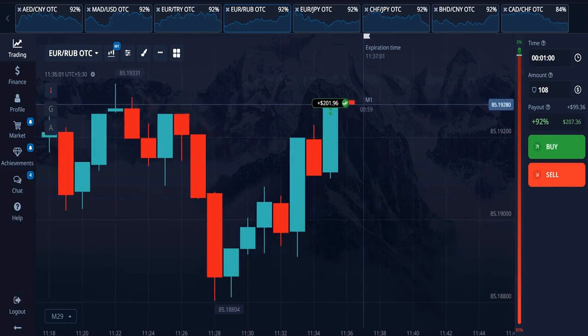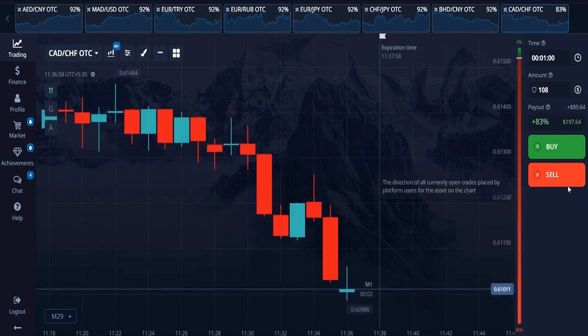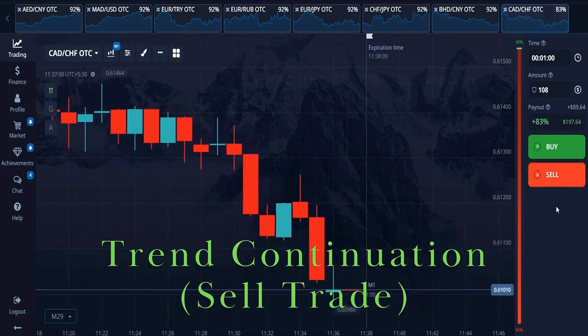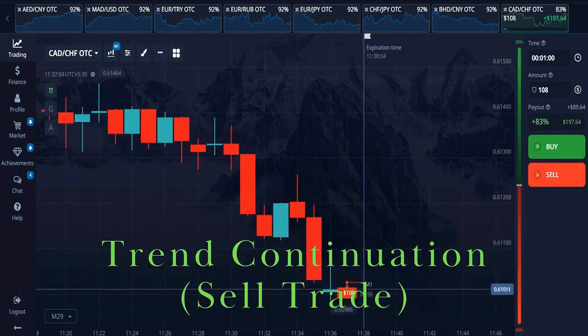We won this trade. It's always satisfying to see the strategy working in real time. Now let's move on and look for the next trade setup that fits our strategy. Friends, according to our strategy, this is a perfect trend continuation sell trade.